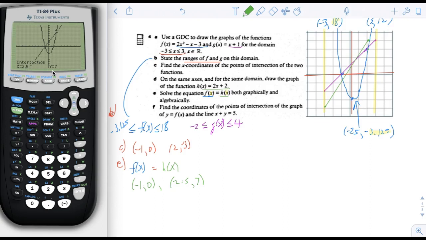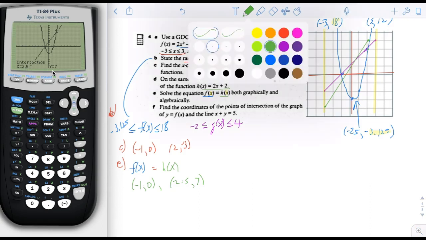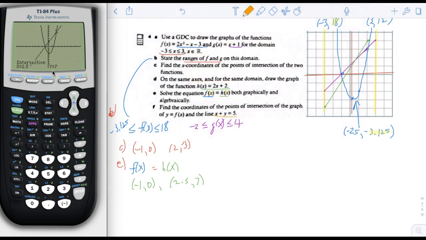Okay, so we solved the intersection of the green line with the blue parabola using the calculator. Okay, and now we're going to do F, which is find the coordinates of the point of intersection of the graph of y equals f of x and the line x plus y equals 5. So this is one more line, and the line x plus y equals 5 is not calculator ready, right? We can't just put it into y equals because it doesn't have y by itself on the left side.